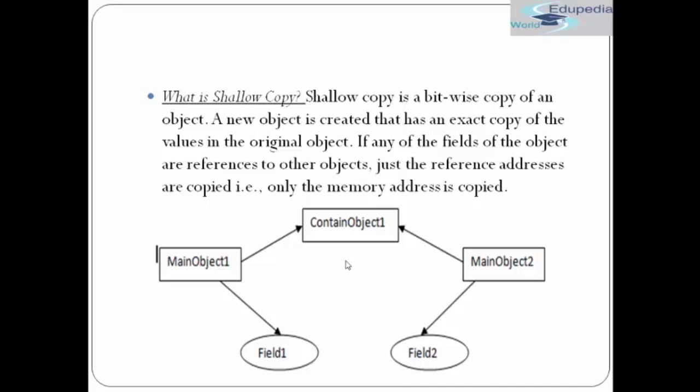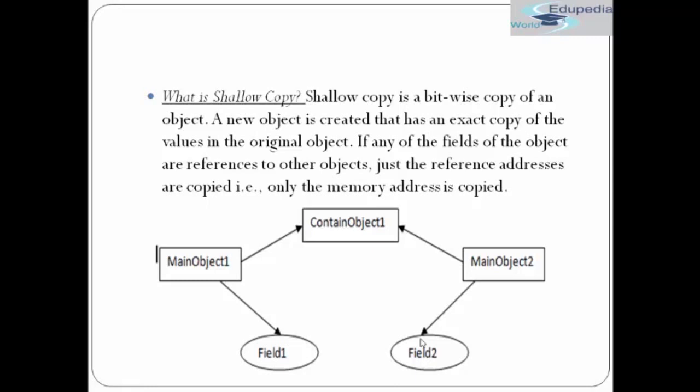Over here in the diagram we have main object 1 and main object 2. Considering main object 1 is the original object and main object 2 is the cloned object, let's say main object 1 had two things. One was field1, which was a primitive type, and it also contained another object of a particular class, contain object 1. Then when we cloned it, main object 2 has its own copy of field1, copied into field2. So the values of field1 and field2 will be the same because we did cloning. But what about contain object 1?